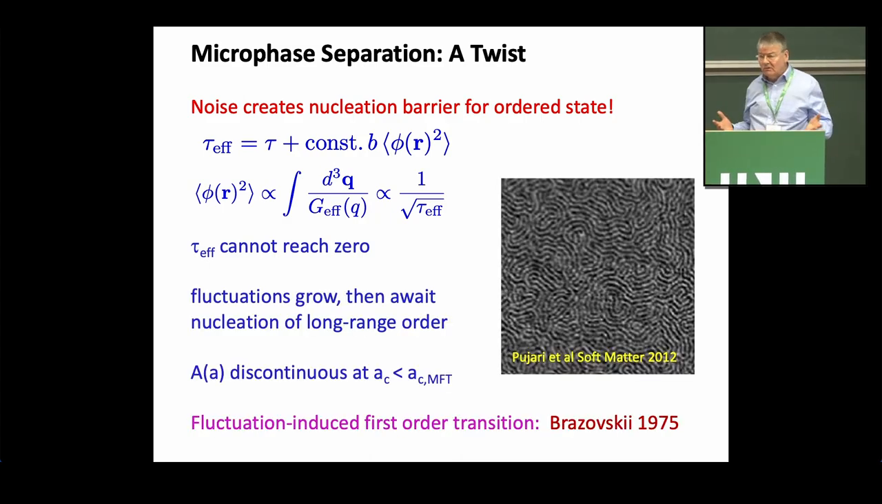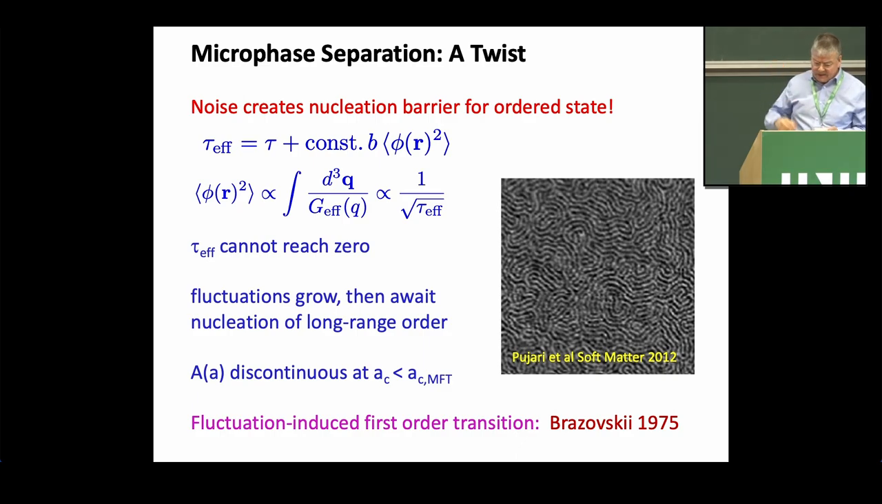So what happens is fluctuations grow to a certain length scale. I have an obvious length scale to it, but if I want to get from that to the ordered state, a properly layered state, I have to wait for a nucleation event. So the noise comes in paradoxically twice. First it stops me finding the ordered state, and then it allows me to find it. And that is, as I say, a discontinuous transition at some value of the A parameter, or equivalently tau, which is shifted to a more negative region than it would be by the previous calculation.